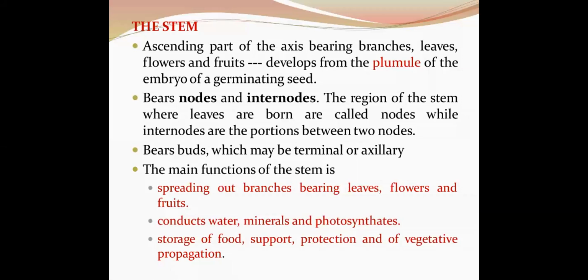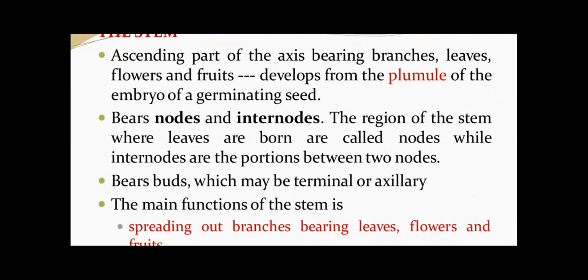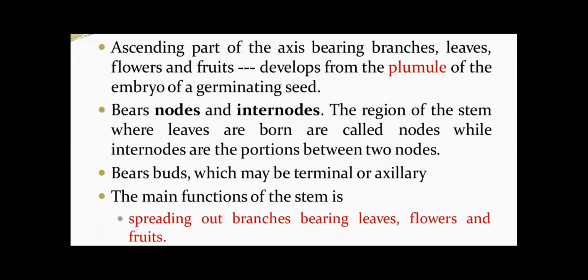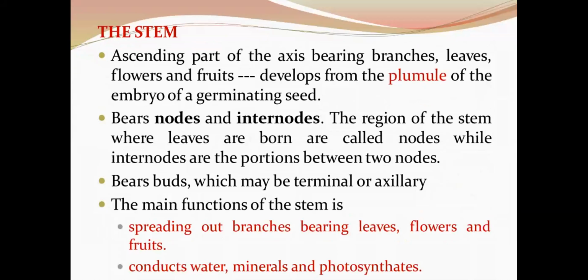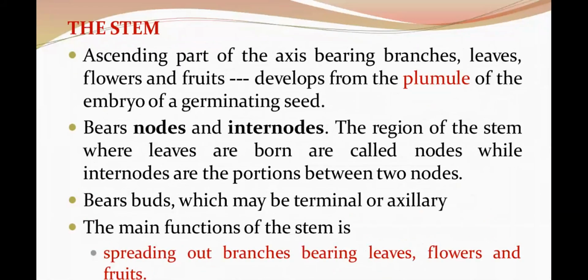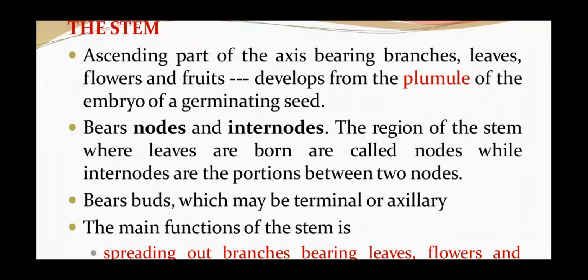Now the next part in this chapter is stem. So what is stem? Stem is the ascending part of the axis which bears branches, leaves, flowers, fruits, etc. It develops from the plumule of the embryo of a germinating seed. Stem is one that bears nodes and internodes. The region of the stem where leaves are borne is called nodes, while internodes are the portions between two successive nodes. This stem also bears buds, which may be terminal or axillary.